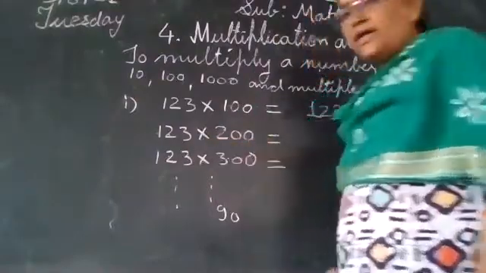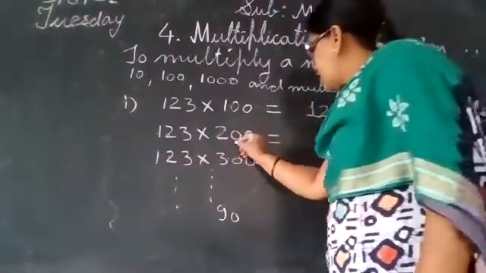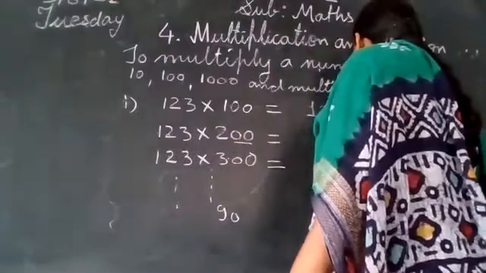Now multiply this by 200. Again it has 2 zeros. So write down the 2 zeros first, as it is.